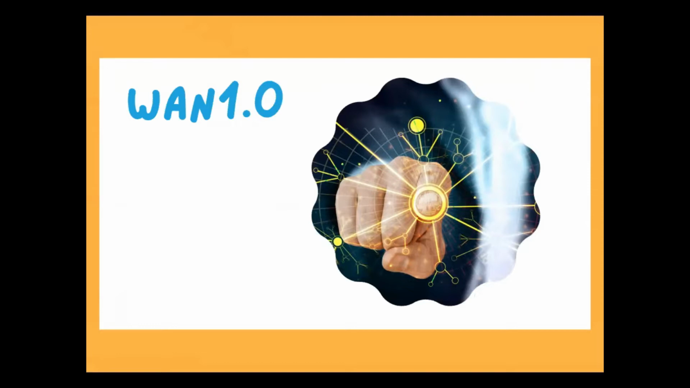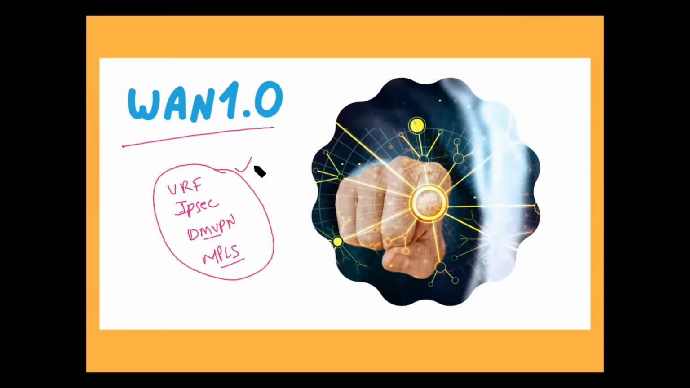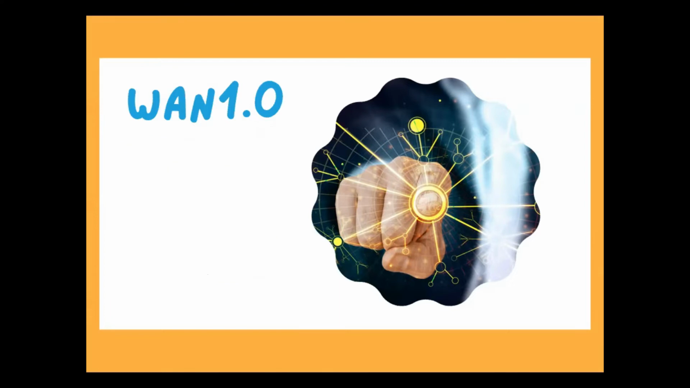When I am talking about WAN 1.0, I am talking about things like VRF, IPsec, DMVPN, and MPLS. All of this terminology was there in the market, and it is still running. I will not deny that it is not working now. It was there earlier and is still working perfectly, but all of these things come into WAN 1.0. So let us see what WAN 1.0 is through one of the topologies.